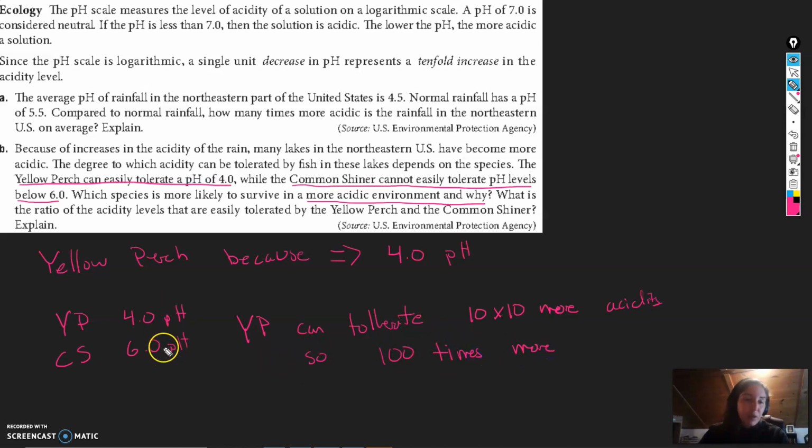Because it dropped 2 pH levels, that doesn't mean it dropped by 20. That means it dropped by 100, tenfold. So 10 times for every drop in pH. From 6 to 5, that was 10, and then from 5 to 4, multiplied by 10 again, that's 100. So the yellow perch can tolerate 100 times more acid than the common shiner can. And that's exactly why.